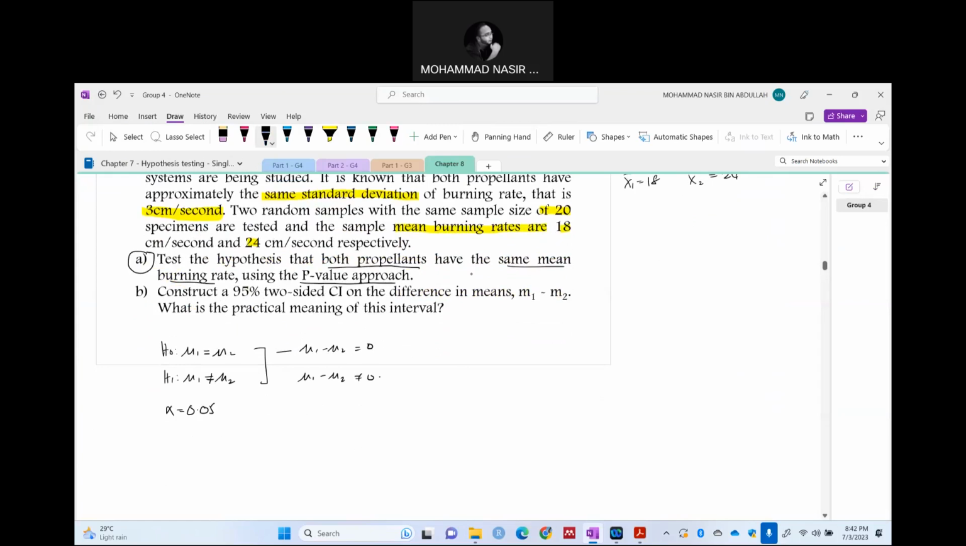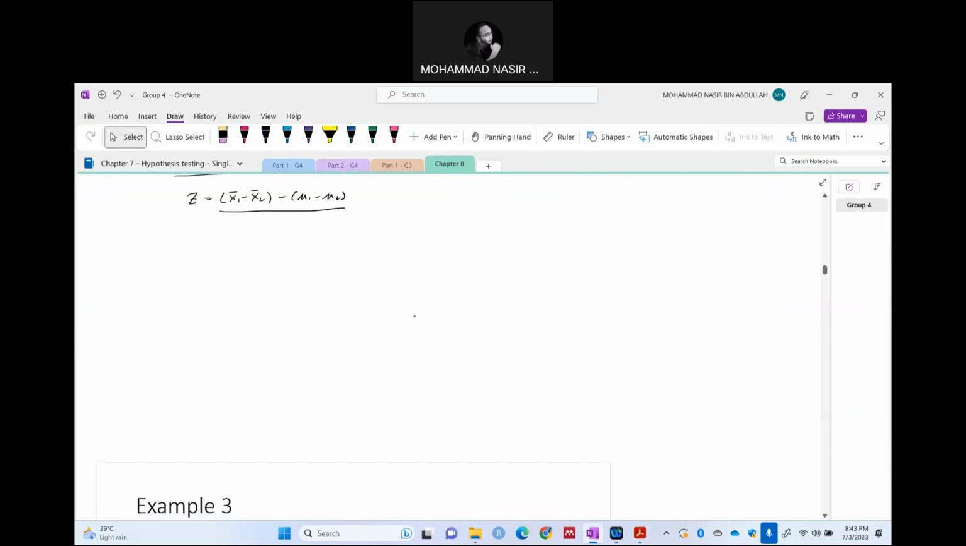Okay. And we calculate the test statistic. So since this is a population variance known case, we're going to use the Z distribution: x bar 1 minus x bar 2 minus mu1 minus mu2, divided by the square root of sigma 1 square over n1 plus sigma 2 square over n2. And we take a square root for this one.